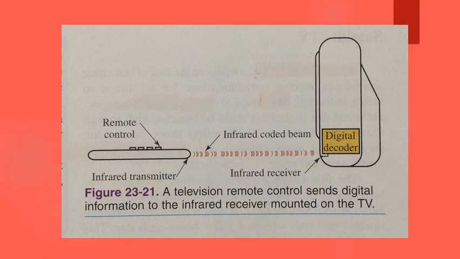Remote control. A remote control is an application of infrared light and digital techniques. When a button on the remote control is pushed, a digital code is sent out of the remote control to an infrared sensor on the TV. The sensor on the TV amplifies and decodes the signal.